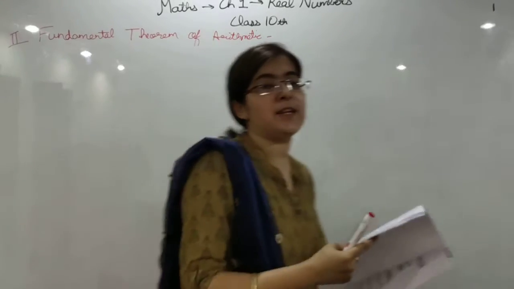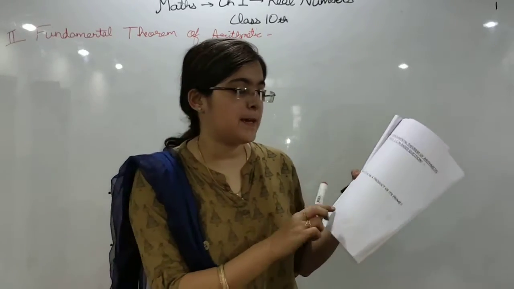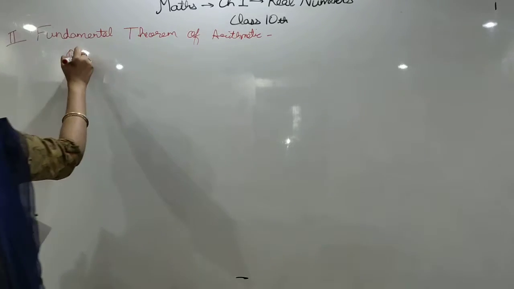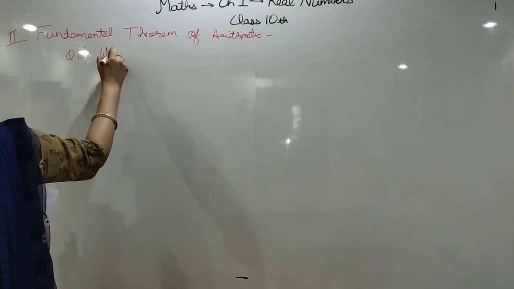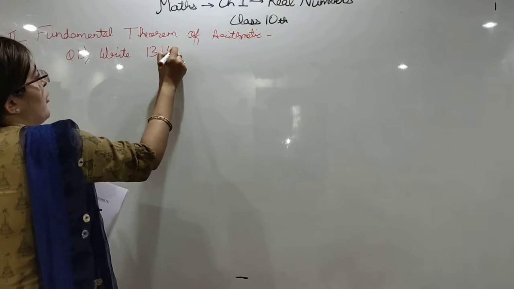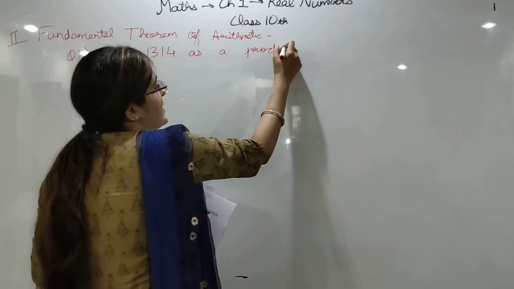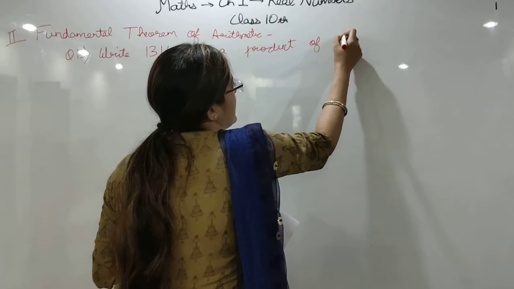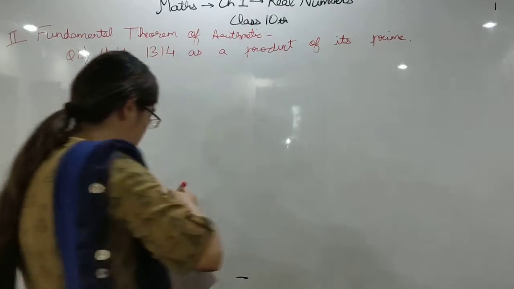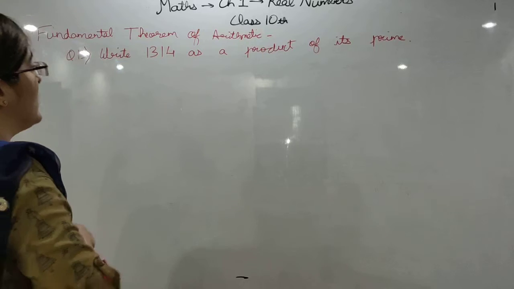Students, now see question number 13. Write 1314 as a product of its primes. This is your question. So what we have to do? We have to just prime factorize 1314. Let's do it.